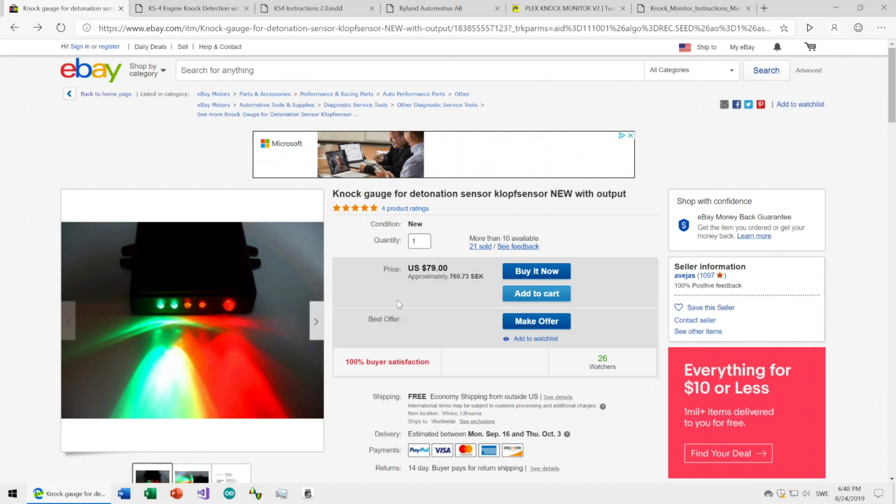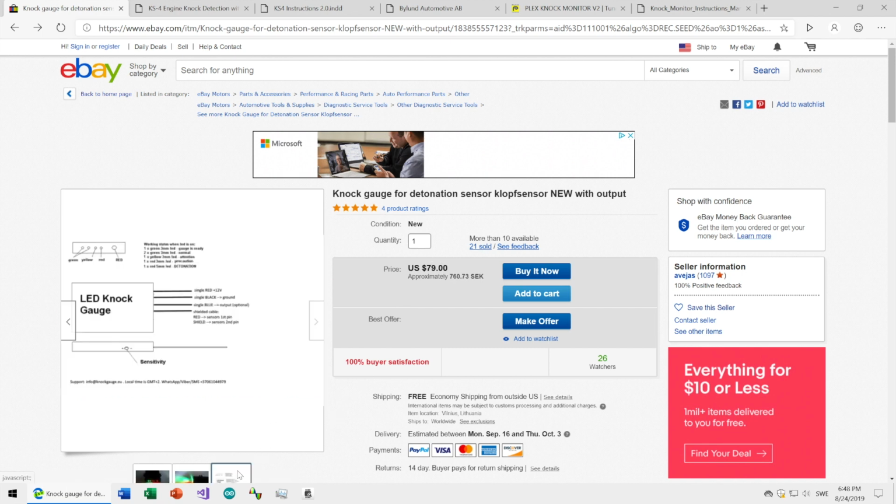Let's compare some of the commercial options available. You'll find the links in the description below. First off, here's an option from eBay called NOx Gauge for Detonation Sensor for $79. A very simple device with 5 LEDs and a sensitivity adjustment. Unclear if it only adjusts the amplification. There is no trigger and it probably works best with a resonating NOx sensor.